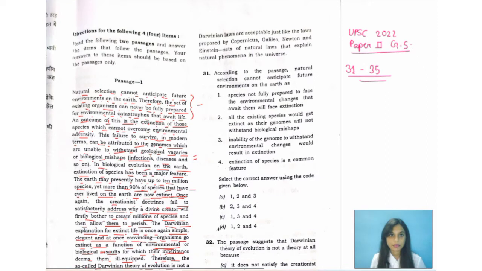Okay, some lines are left. Darwinian laws are acceptable just like the laws proposed by Copernicus, Galileo, Newton, and Einstein, sets of natural laws that explain natural phenomena in the universe. But of course, people are refuting or refusing to accept that. There are so many theories against them. So let's check the question that follows.